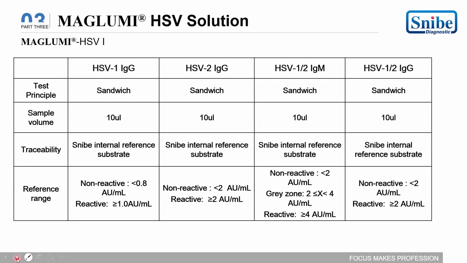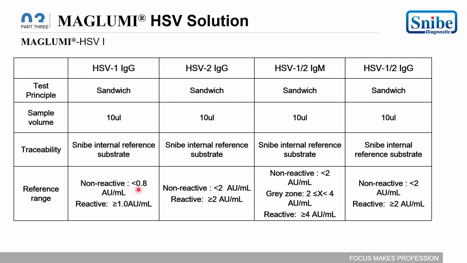So if we talk about the herpes simplex virus, we have HSV1 IgG, HSV2 IgG, HSV1 and 2 IgM, HSV1 and 2 IgG. All these assays for herpes simplex virus, either the 1 IgG and 2 IgG or 1, 2 IgM or 1, 2 IgG, are all based on the sandwich principle. So we have a 10 microliter aspirating volume, and we have a SNIBE internal reference substrate for these herpes simplex virus 1 and 2 IgG and IgM.